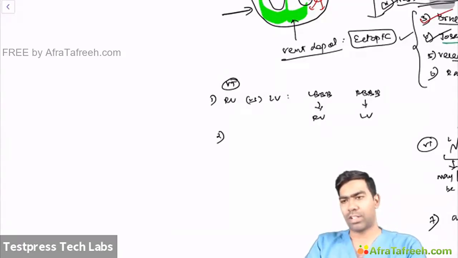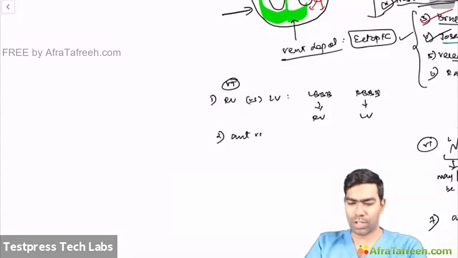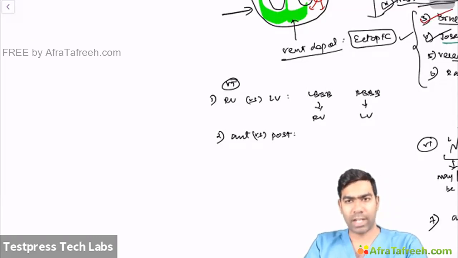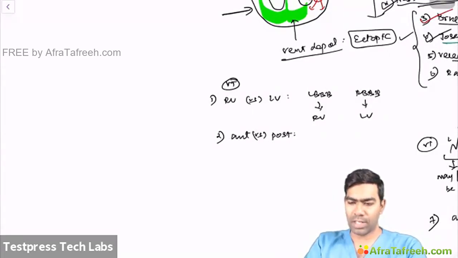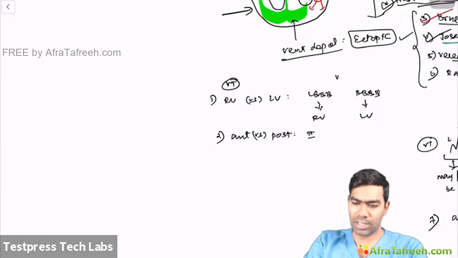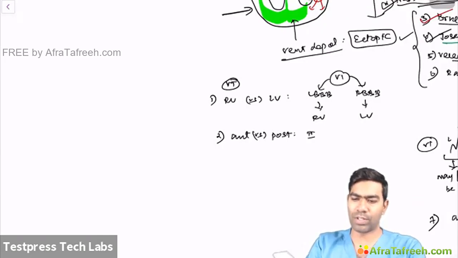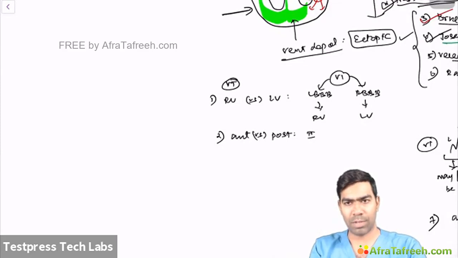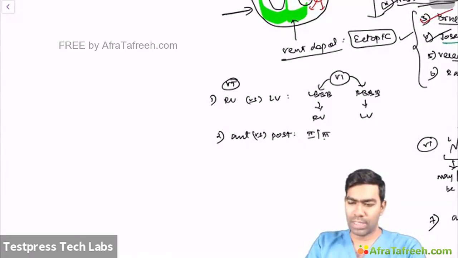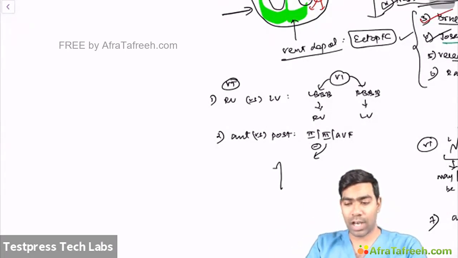Fine. Second is to tell whether it is anterior or posterior. Here your previous knowledge of LAFB and LPFB will be helpful. V1 is the one you're going to see for predicting RBBB versus LBBB. Suppose you see negative complexes in 2, 3, aVF. You can remember in LAFB, you used to see an RS complex like this. RS means it's a predominantly negative complex.